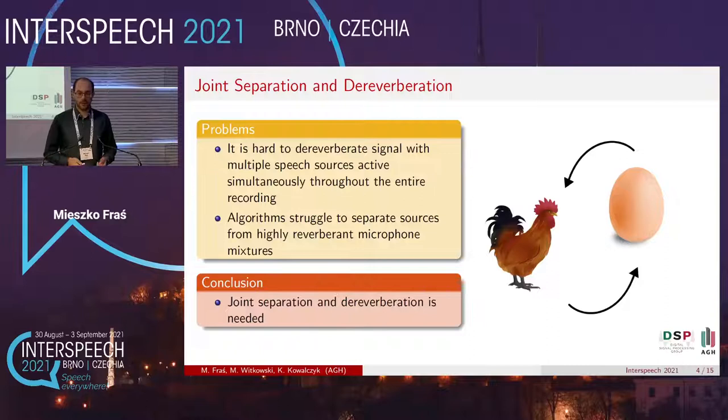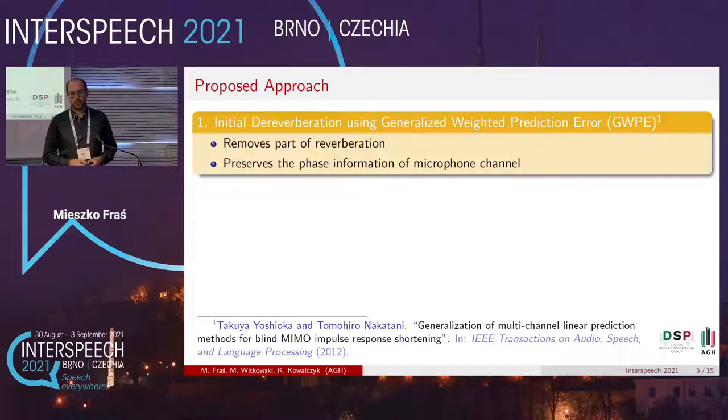So we propose a three-step approach. First, we use initial dereverberation with the multiple input, multiple output weighted prediction error method. It is able to remove a small part of reverberation, but also it preserves the phase information of the microphone channels, so it allows for further processing.